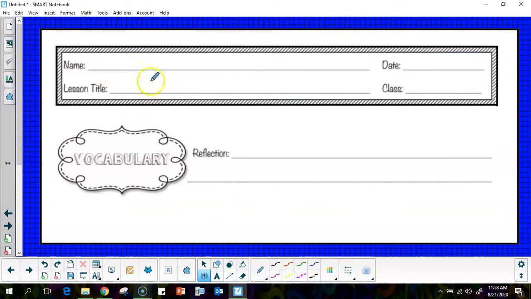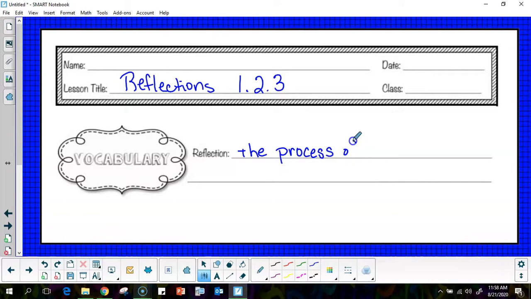Okay, lesson title is Reflections. And if you want to give it a number, it is 1.2.3. So a reflection would be the process of flipping. So it's not sliding. You remember translations were sliding. Of flipping a figure.